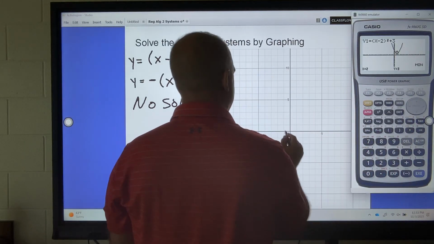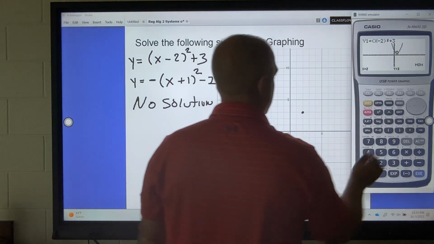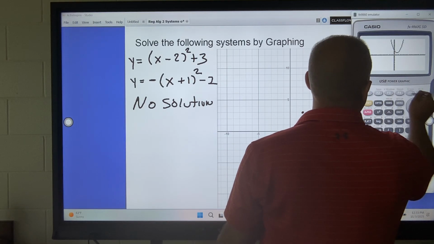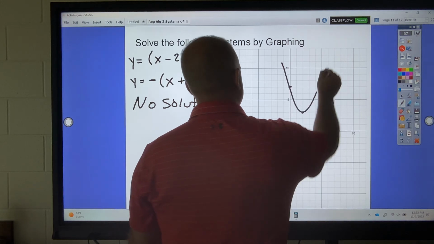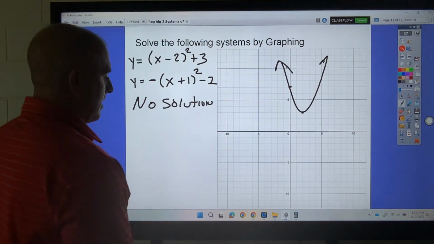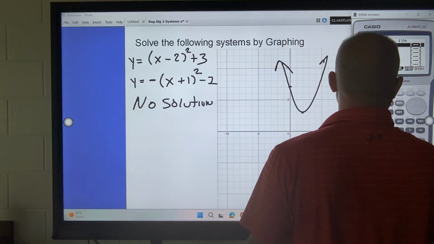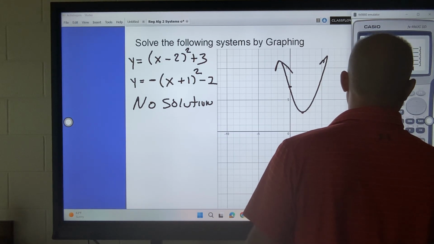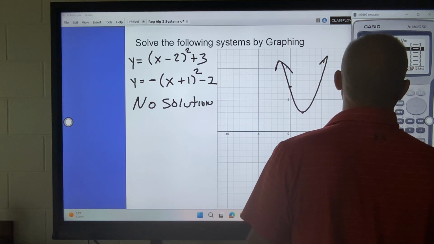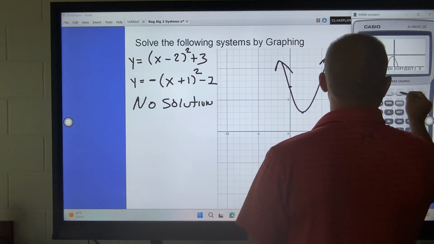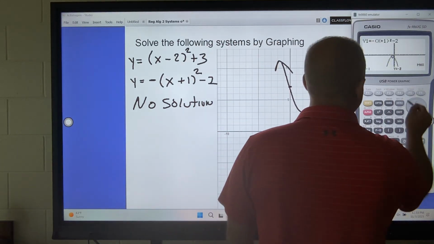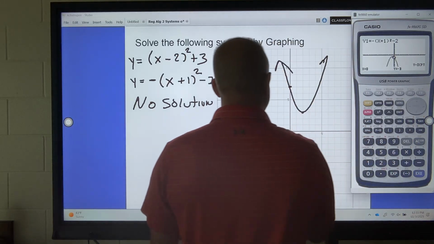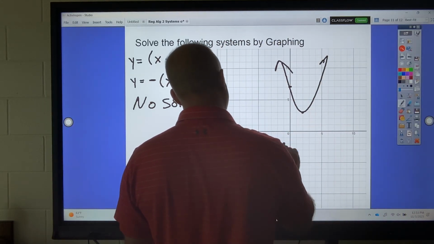Minimum: 2 over 3 up. Don't think this has any roots. Nope. G-Solve y-intercept: it has a y-intercept of 7. Okay, this graph looks like this. Okay, this graph here, negative x plus 1 squared minus 2. Draw. Okay, G-Solve max: negative 1 over, negative 2 down. This doesn't have any roots. Does have a y-intercept of 0, negative 3. This graph looks like this.